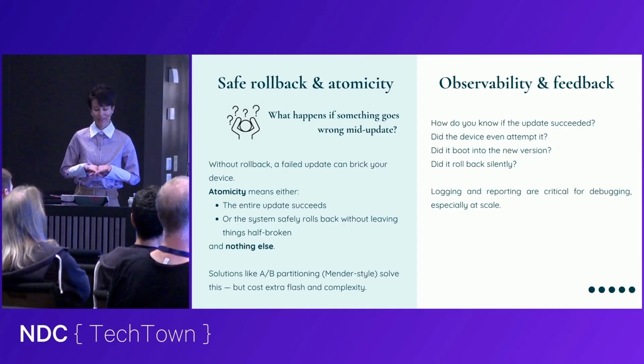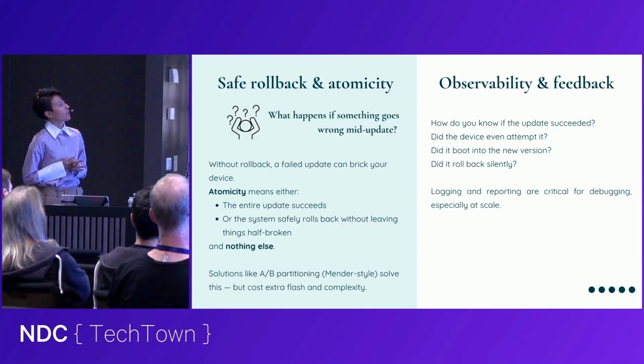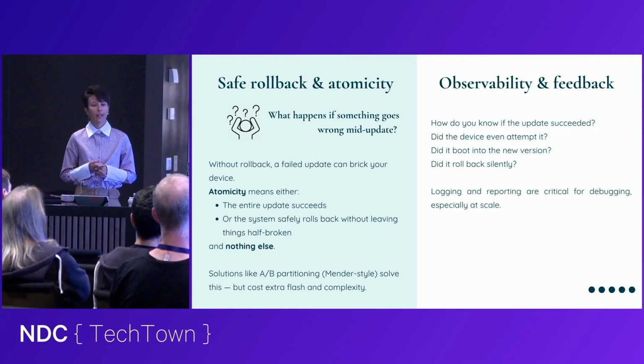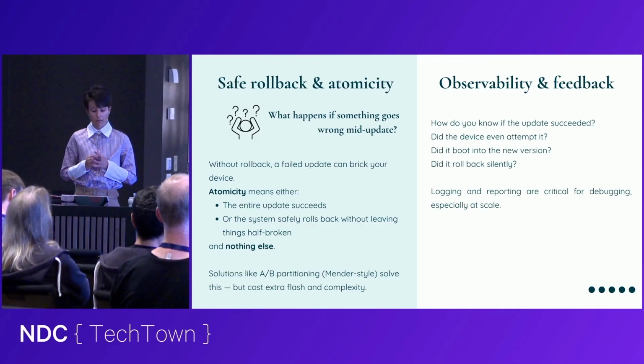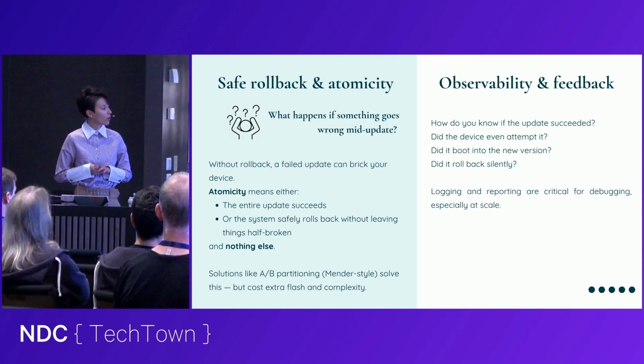Moving on, we have safe rollback and atomicity, observability, and feedback. Okay, so what really is rollback? Atomicity I have already explained, but rollback is exactly when the update is being installed, and if anything goes wrong, the device will be able to roll back to the previous working version. Without rollback, a failed update can break your device. Atomicity, I have mentioned what it is, and solutions like A/B partitioning or having a recovery partition are what help when it comes to rollback.